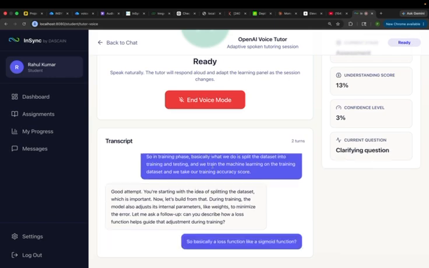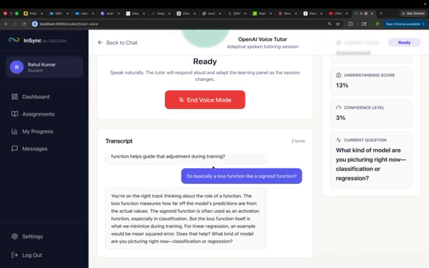You're on the right track thinking about the role of a function. The loss function measures how far off the model's predictions are from the actual values. The sigmoid function is often used as an activation function, especially in classification. But the loss function itself is what we minimize during training. For linear regression, an example would be mean squared error. Does that help? What kind of model are you picturing right now?